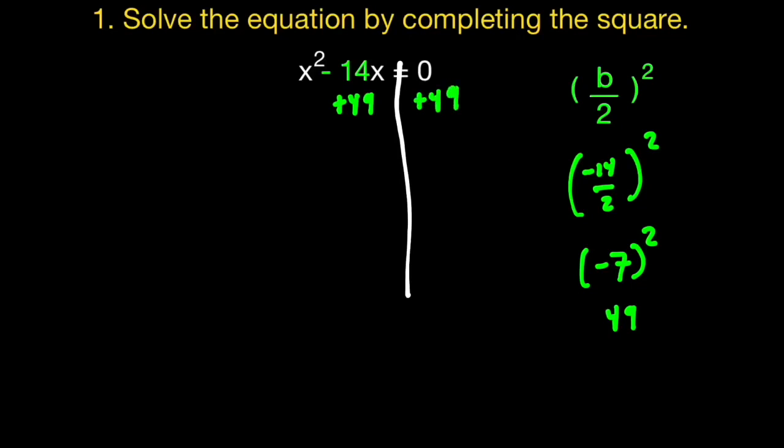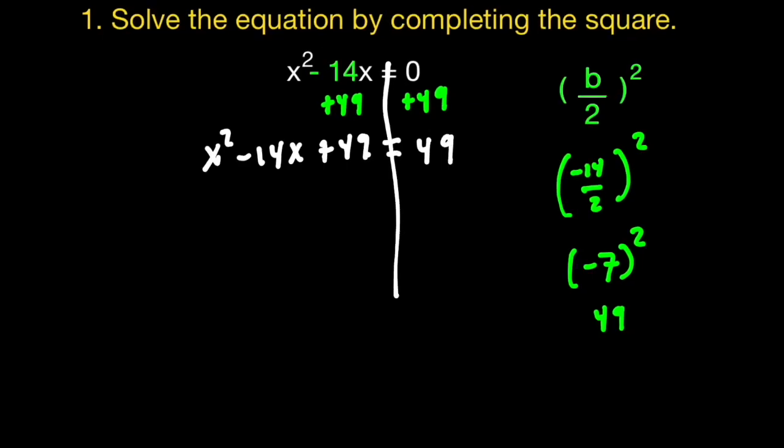On the left-hand side, I have the trinomial x squared minus 14x plus 49. And on the right-hand side, 0 plus 49 gives me 49. I can exchange the perfect square trinomial for a binomial squared, and to do that, I'm going to grab x and add half of the coefficient of x. So half of negative 14 is negative 7, and adding a negative is the same thing as subtracting. So here, I'm going to get minus 7 and raise this to the second power. I have my binomial squared.